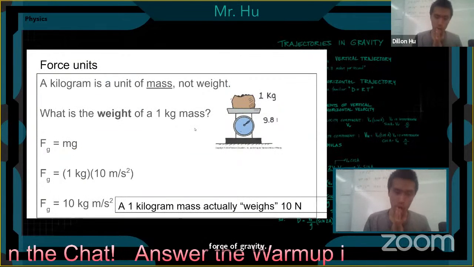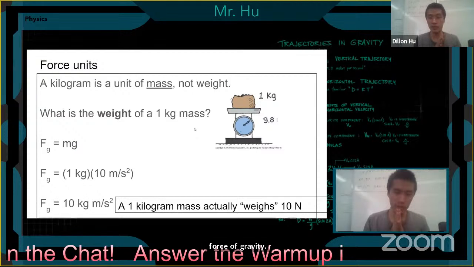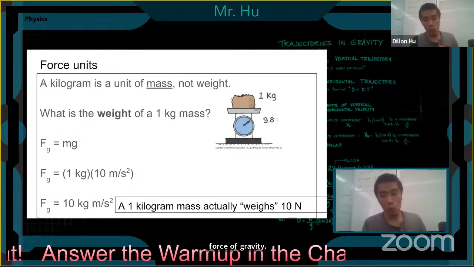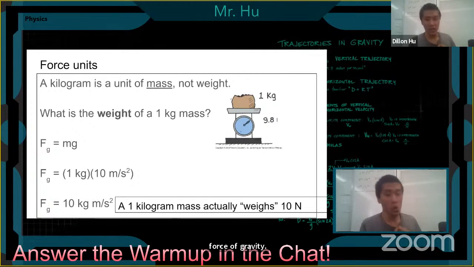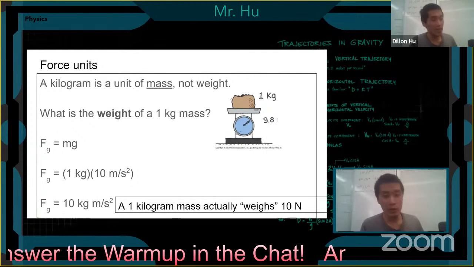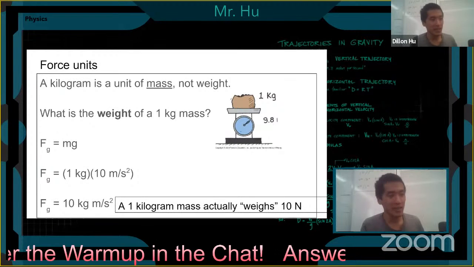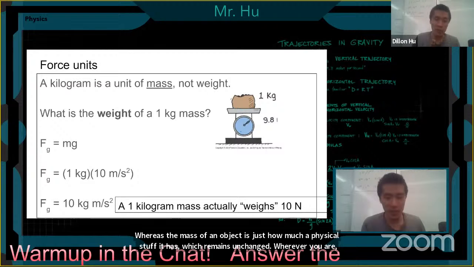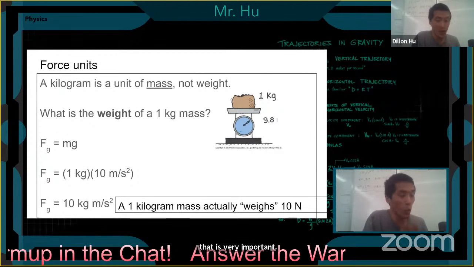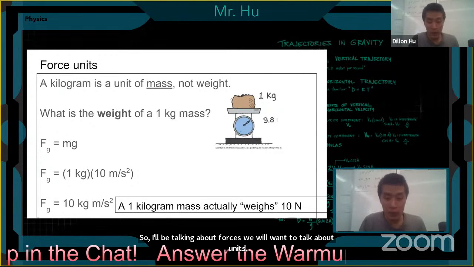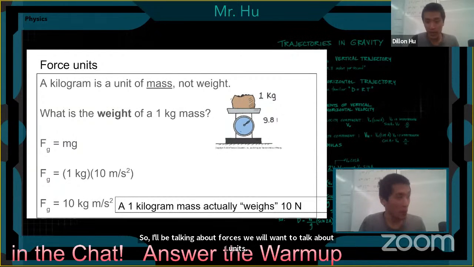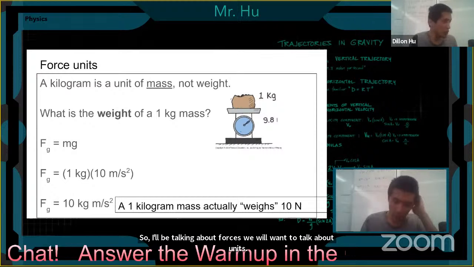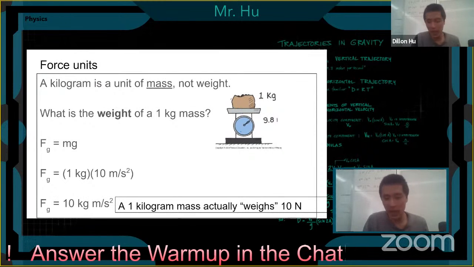As we talk about forces, we will want to talk about units. Always, kilograms are a unit of mass, not of weight. So if I say this thing is 100 kilograms, I'm giving you a mass of an object. I'm not giving you the weight of an object. If I wanted to figure out the weight of an object, I can find the force of gravity acting on it, which is F equals ma.